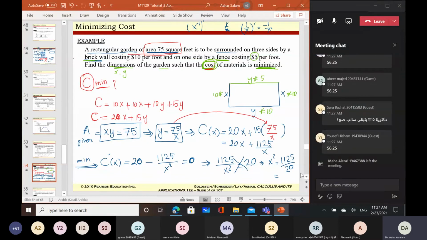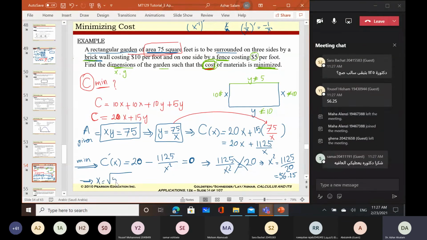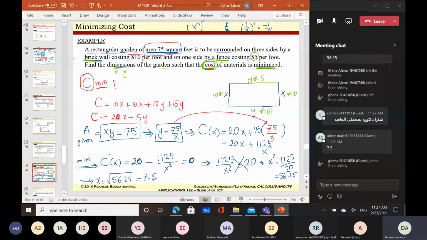Here it was minus, so I move it here with the positive sign. When I divide it, it will be 56.25. But this was x square. I will complete it here. x equals the square root of 56.25. Using the calculator now, it will be 7.5.